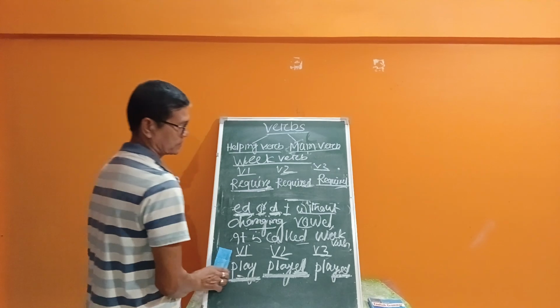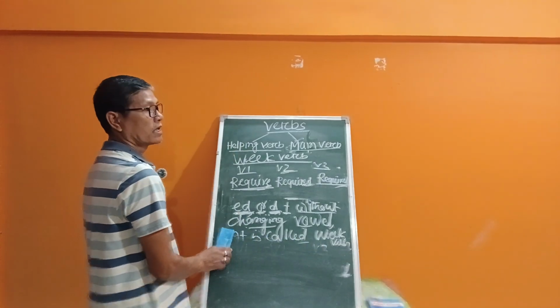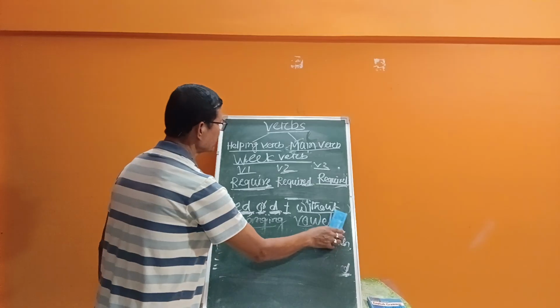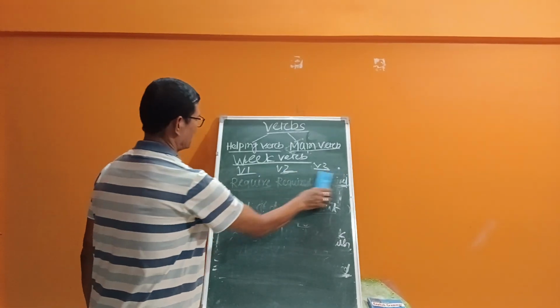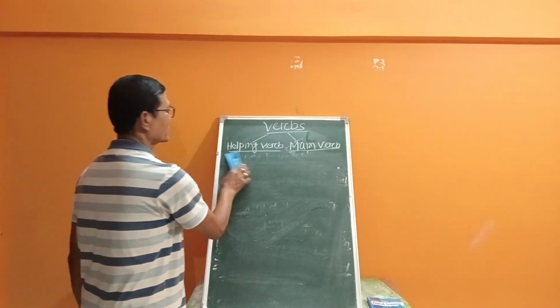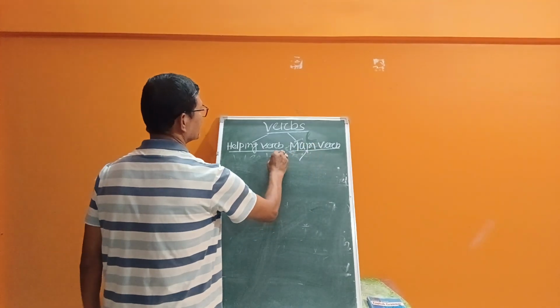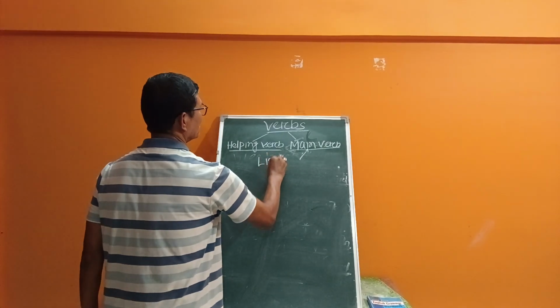Now we have discussed the ins and outs of the strong verb and weak verb, isn't it? Now next is linking verb. What is the linking verb? Next is linking verb.